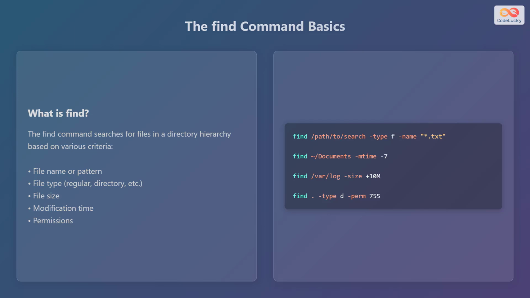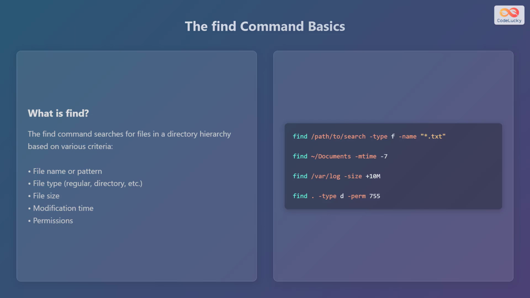The first command, find /path/to/search -type f -name "*.txt", searches for all text files in the specified directory. The second command, find ~/documents -mtime -7, locates files in your documents directory that were modified within the last 7 days.